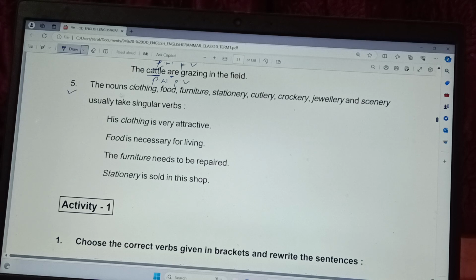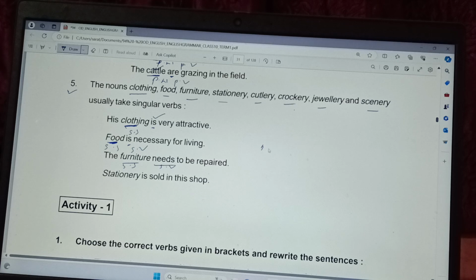Look at rule 5, guys. The nouns clothing, food, furniture, stationery, cutlery, crockery, jewelry and scenery always take a singular verb, guys. His clothing dash very attractive. His clothing is very attractive, because clothing is a singular subject. Food is necessary for living. Food is an uncountable noun, so food is a singular subject, so we put is, a singular verb. Here the furniture is a singular subject and needs is a singular verb.